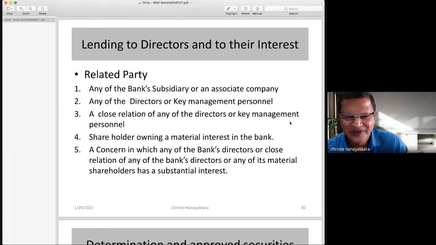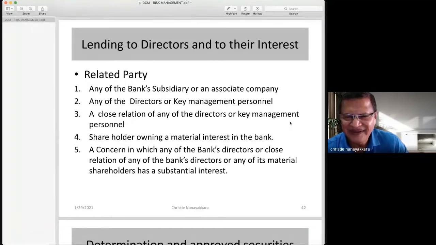Similarly, your director can be a director of another particular company. We'll say you have a single director whose company has 10% shares of your bank. He is also a director of that company. We'll say company A has 10% of bank B. Now company A appoints a director from the company and asks him to become a director of the bank also. So he becomes a related party.